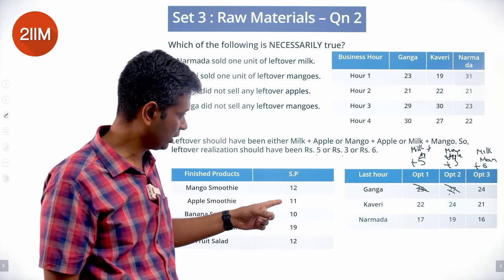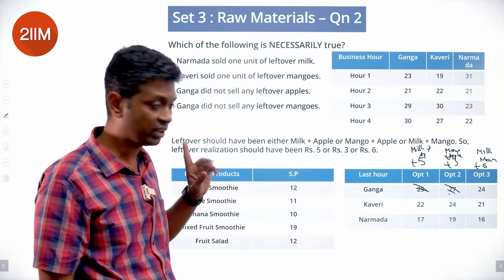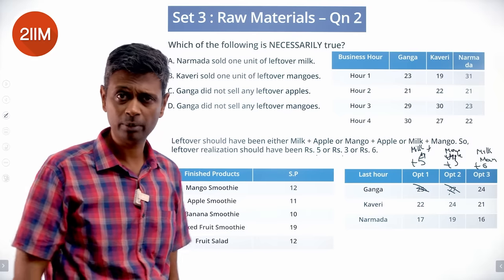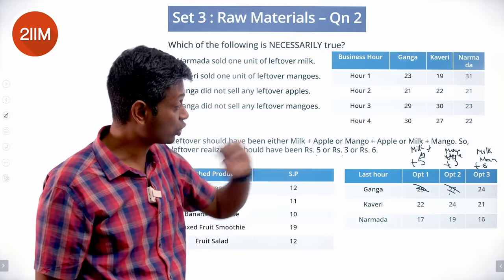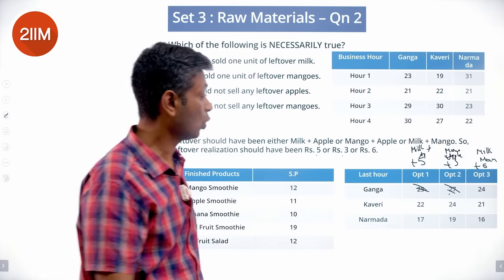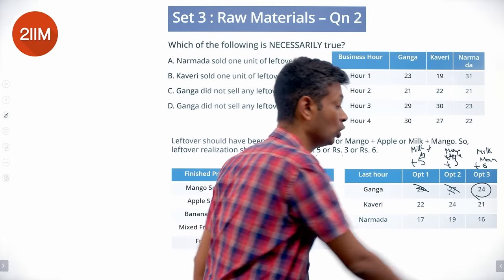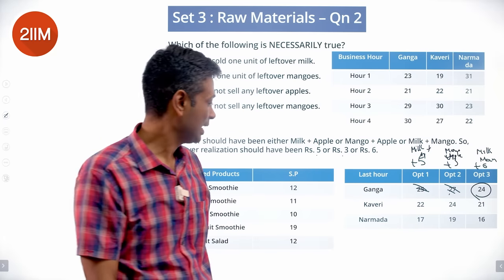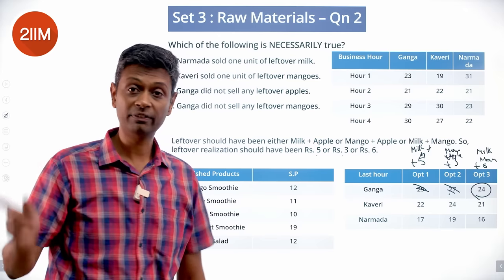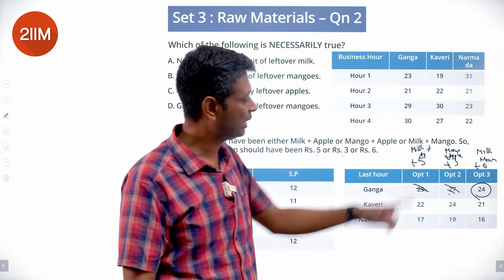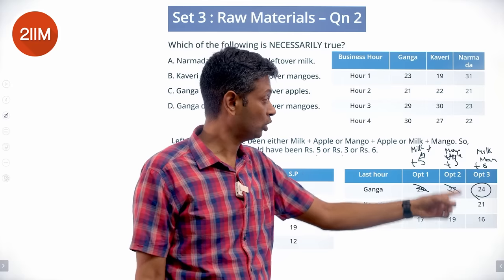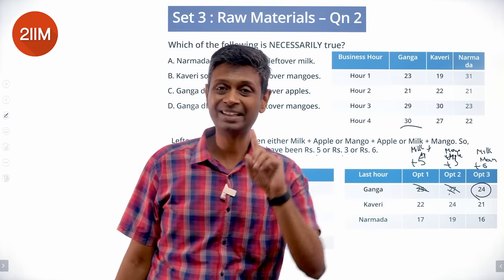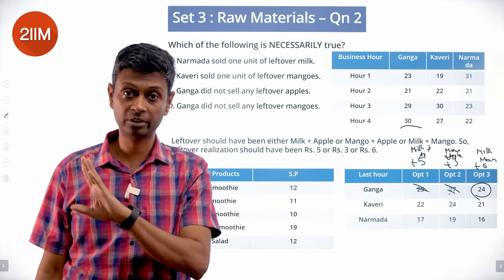12 plus 15 is not available, 11 plus 16 is not available, 10 plus 17 is not available, 19 plus 8 is not available. Dead. 24 is possible: 12 plus 12. So Ganga definitely sold 1 mango smoothie and 1 fruit salad in the final hour, and finally had milk and mango remaining. Sold that for 6 to generate this 30. That 30 can be obtained only as 12 plus 12 plus 6.